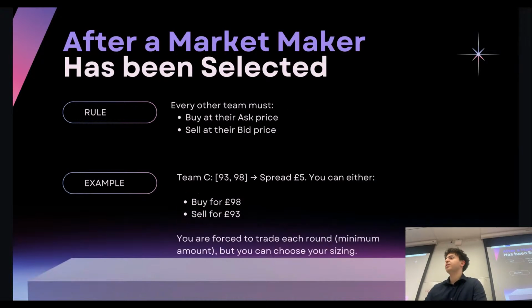So every other team must buy at their ask price and sell at their bid price. That's just to say they have to buy high and sell low, right? So you can either buy for £98 or sell for £93. And you are forced to trade each round. There's a minimum amount. I think it's set up to 10 shares.